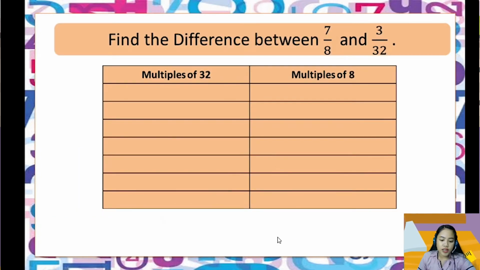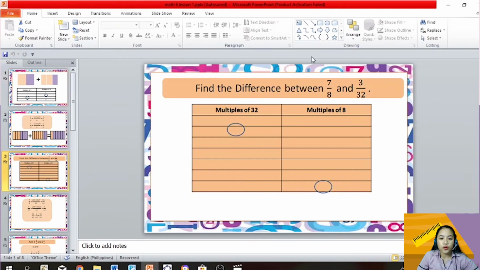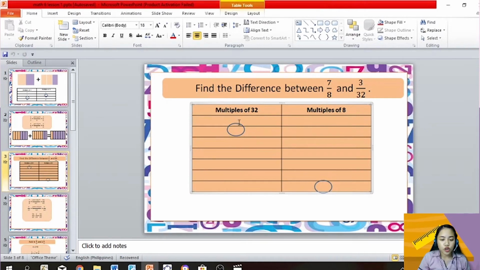So, next one. Find the difference between 7/8 and 3/32. So, paano ba yan? Paano yung gagawin natin dyan, ma'am? So, first, kukunin natin ang multiples ni 32. Magsimula tayo sa 32. Next is 64. Next is 96. Ano susunod?